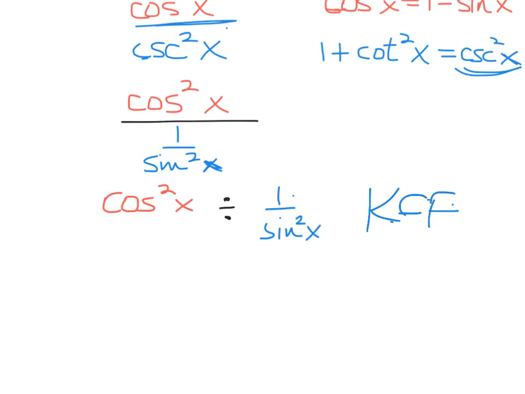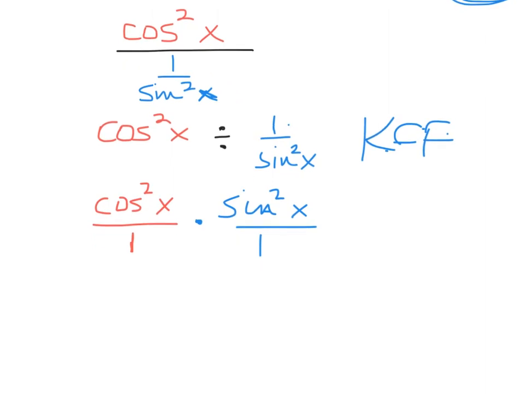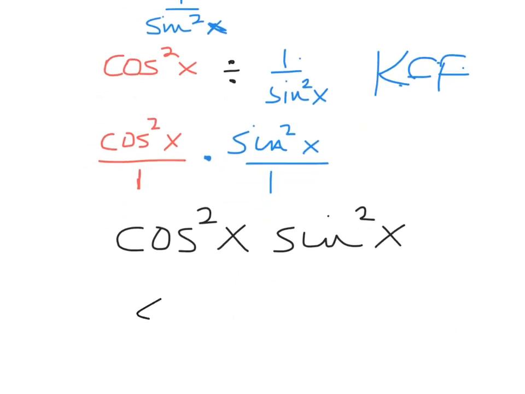So I'm going to keep the cosine the same, flip the sine to its reciprocal because I'm dividing. So sine squared x over 1. So my final answer here is just cosine squared x and sine squared x. If you write it with the sine in the front, you can write it that way either. You don't need a multiplication. You can just write them side by side.